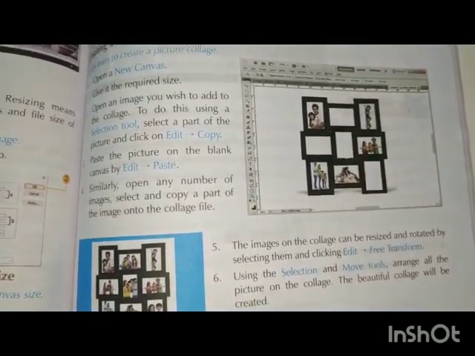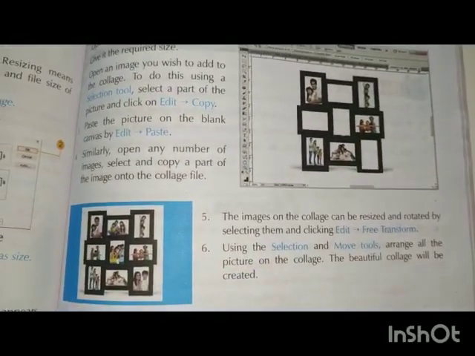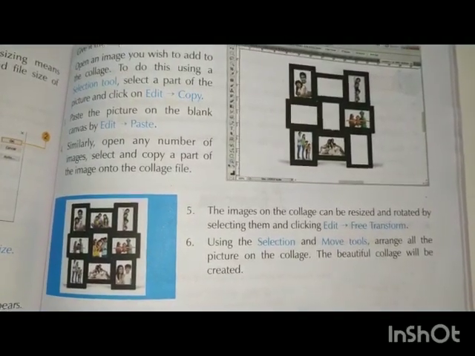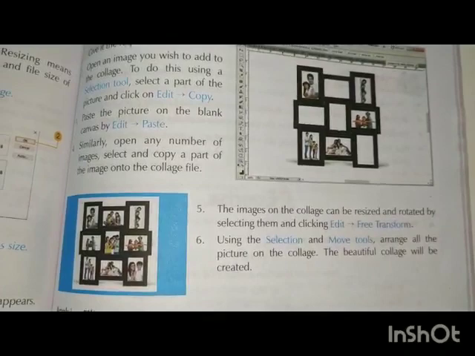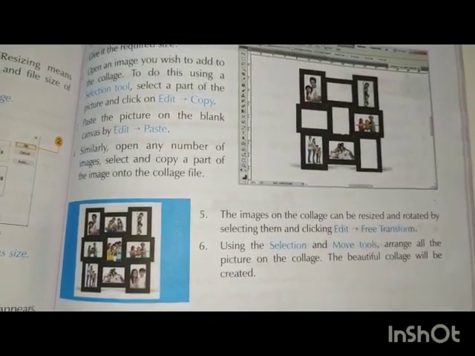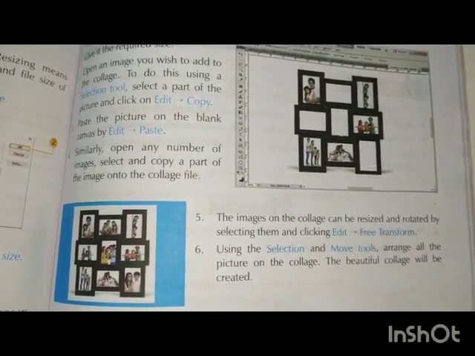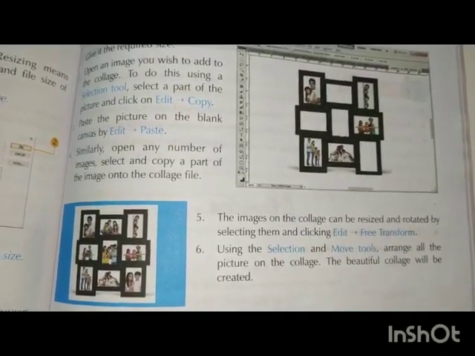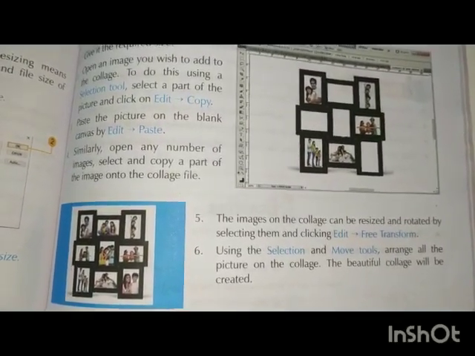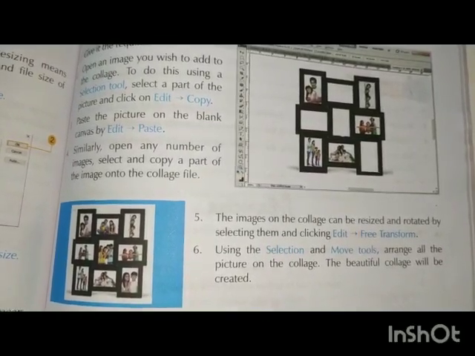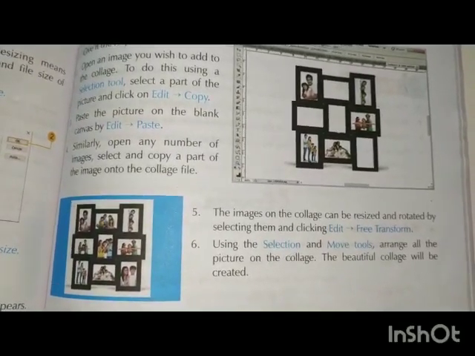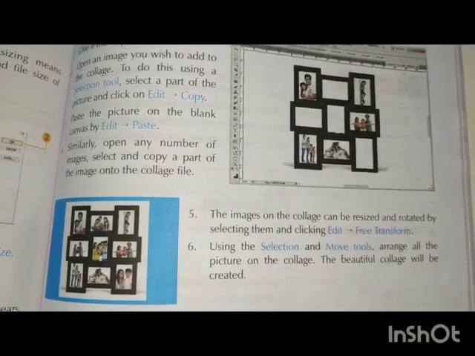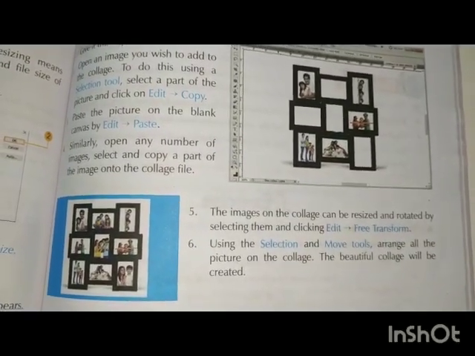Next, the images on the collage can be resized and rotated by selecting them and clicking Edit, Free Transform. If you want to rotate or resize the image in the collage, you will click on Edit and there is an option named Free Transform. You will click on it. Then, using the selection and the move tools, arrange all the pictures on the collage. So the beautiful collage will be created.